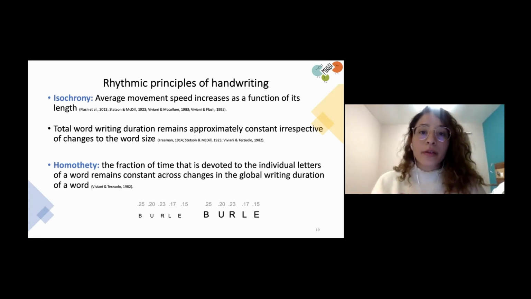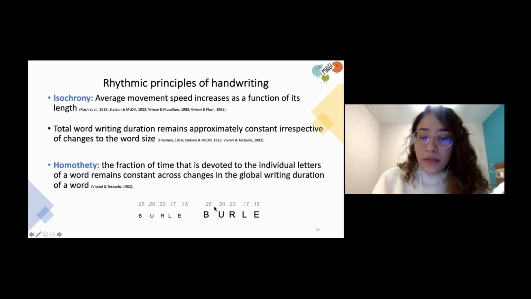Homothety refers to the relative duration of the individual sounds within a word. So the proportion of time that we spend writing each letter within the word is more or less the same across different sizes or different speeds of writing a word. For example, here we can see in this word, it's an Italian word, purle. We can see that for the ba, the person would spend 25% of the time writing ba. If they decide to write this word bigger, so they're already writing it faster, they will still spend approximately 25% of the time on the ba sound. So there are no changes in the relative duration of writing the individual letters of the word.